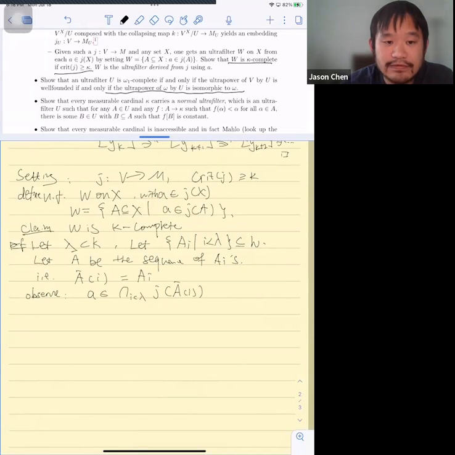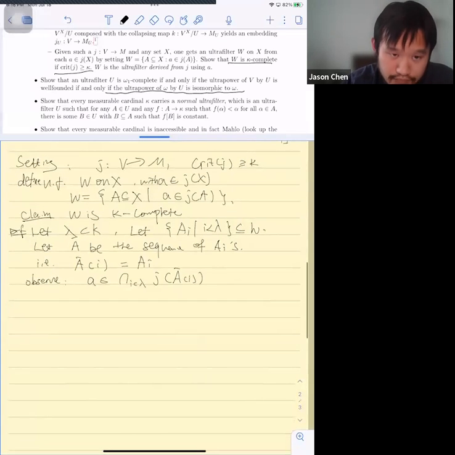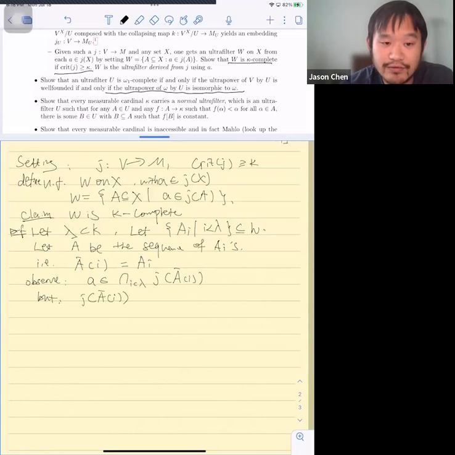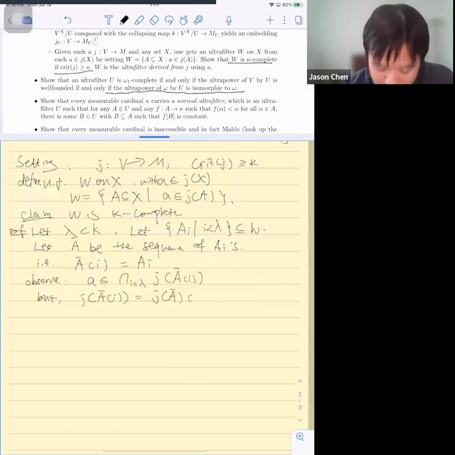Right. Just follows from elementarity, and then but also that J of the ith item in the sequence A bar is just J of A bar with J of i as input. Right, but i is something less than lambda, which is less than kappa, so that gets fixed. So that is just J of A bar of i.